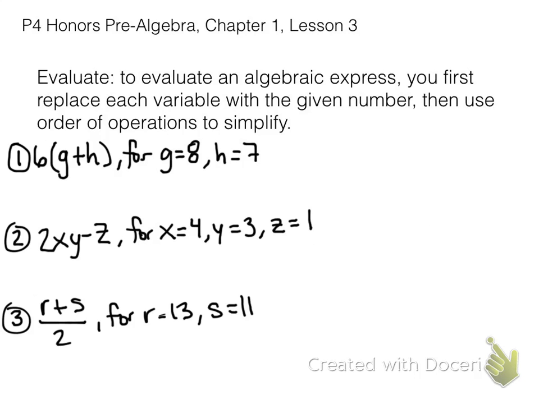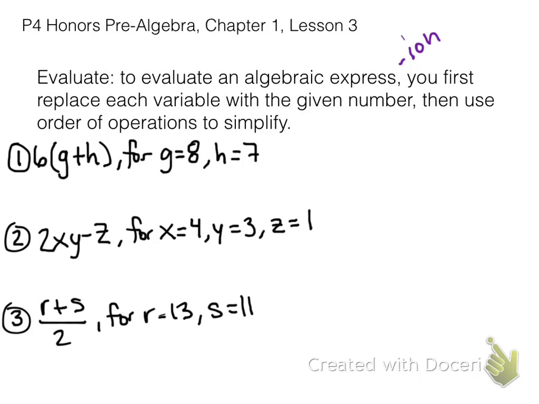Today's math lesson is going to come to you from Chapter 1, Lessons 3 and 4, so make sure you're paying attention. Quick vocabulary: evaluate. To evaluate an algebraic expression, that's supposed to be expression, so add an ION at the end. You first replace each variable with the given number, then use order of operations to simplify.